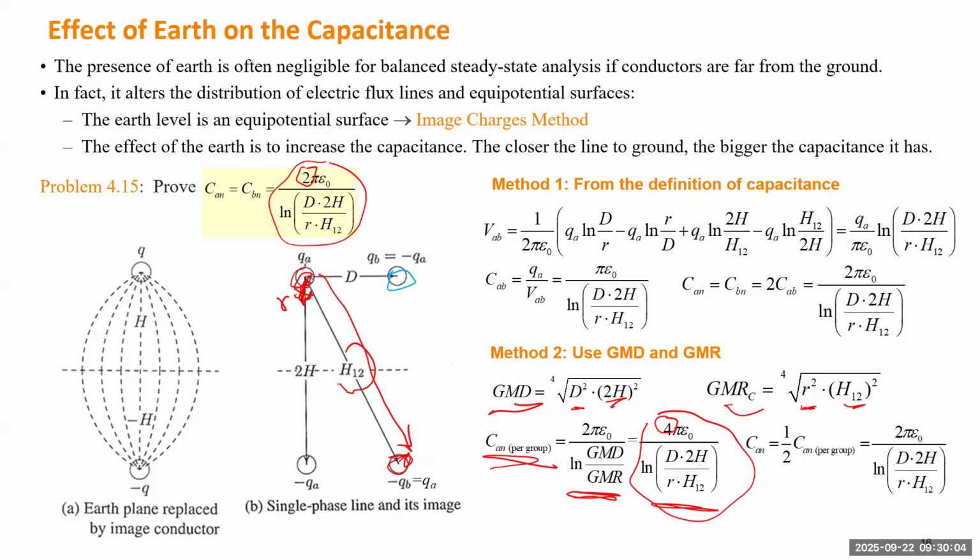Okay, so we can consider the capacitance between the two groups as like parallel connections of conductor to conductor. So we have to divide this answer by 2. So then there will be the final answer. Okay, so either method can give you the correct answer. Yeah, we don't have to remember this formula.